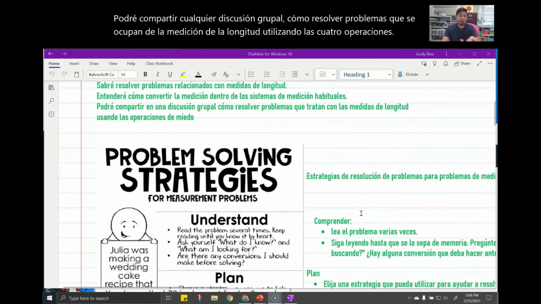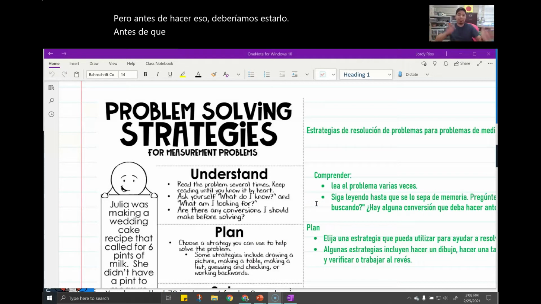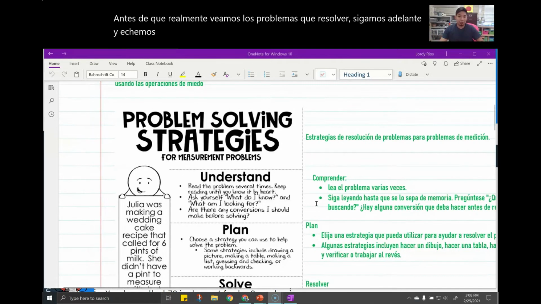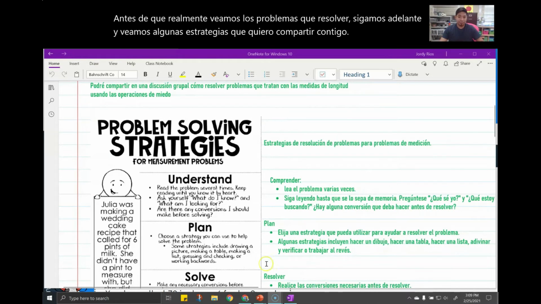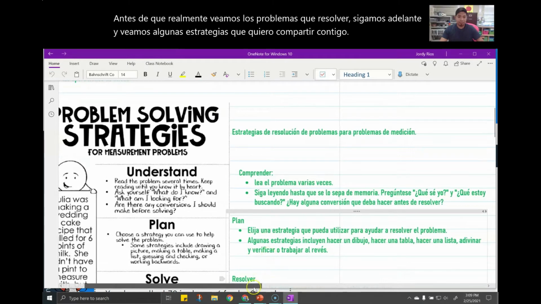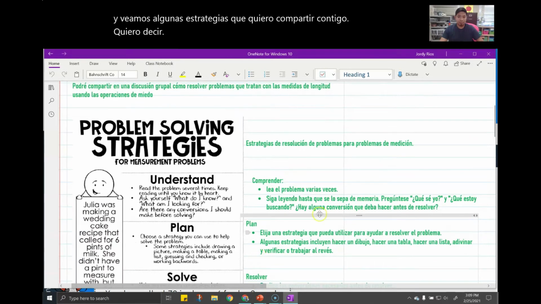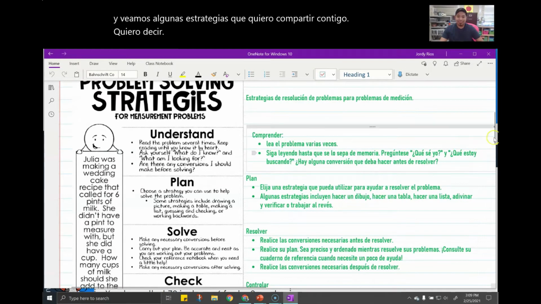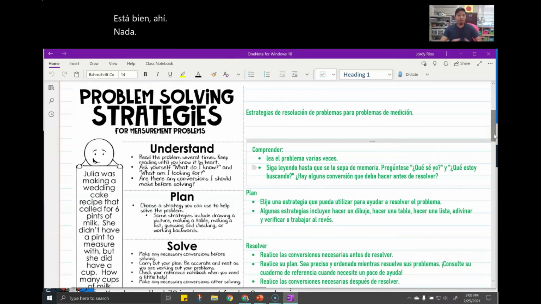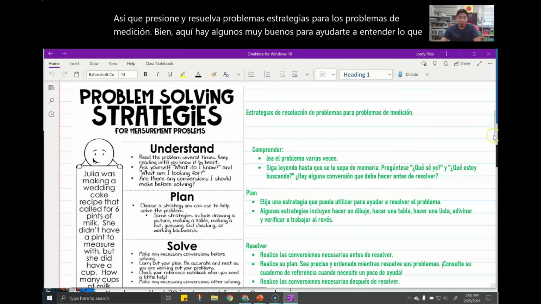So today we're going to be looking at problem solving strategies. Before we actually look at problems to solve, let's go ahead and look at some strategies I want to share with you. Okay, there we go. So some problem solving strategies for measurement problems, okay? So here are some really good ones to help you understand what we're dealing with. Let's go ahead and look at the problem first.